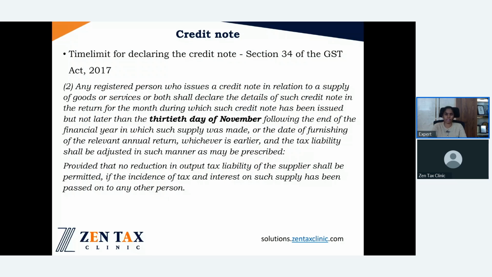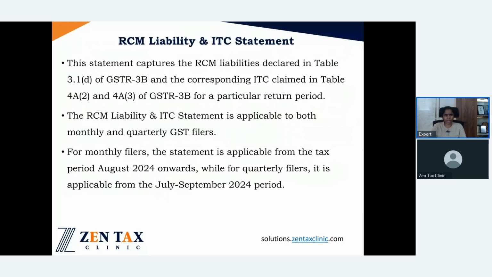Moving on to the next topic, RCM liability and ITC statement. Reverse charge mechanism is where the recipient of goods or services pays tax on the same directly to the government instead of the suppliers. Now, what issue could arise in this is, it was difficult to keep track of the RCM liability paid and the RCM ITC that has been availed.